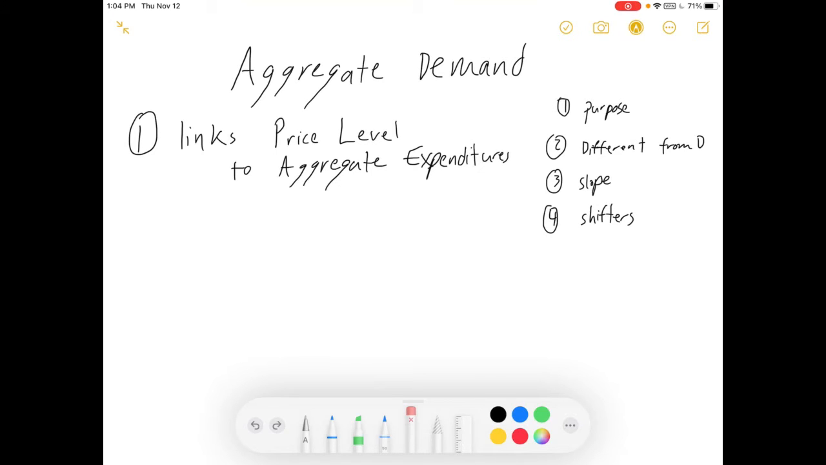So part one, it links the price level, some aggregate prices in the economy, with the aggregate expenditures. And so on our graph, it's going to have real GDP on this axis, Y, and it's going to have a price level on this axis. And we have this relationship that looks something like a regular demand curve, only it says aggregate demand. So let's explain some of the differences.